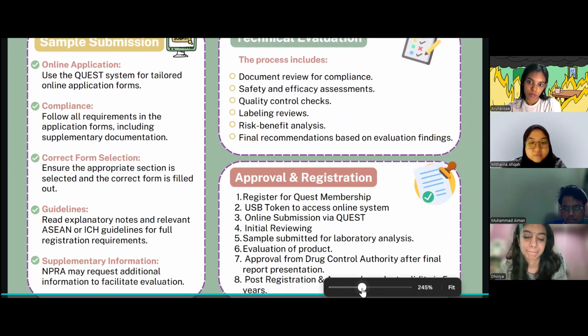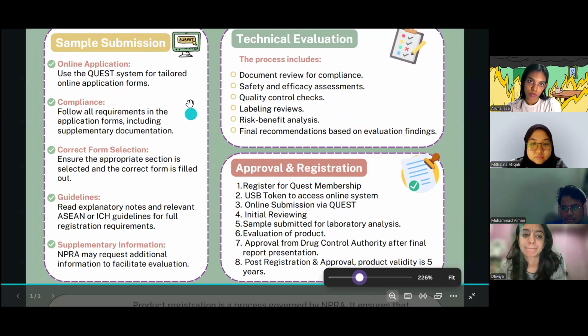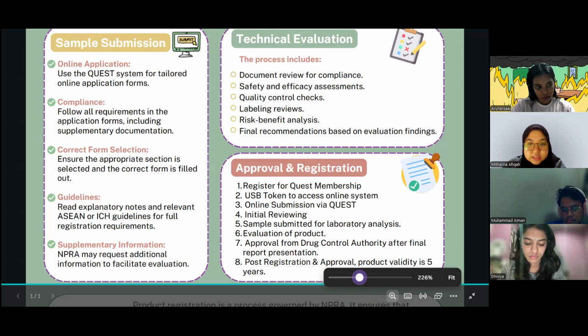For sample submission, the first thing the applicants must do is an online application via Quest. They need to use the Quest system for tailored online application forms. This system will facilitate all aspects of product registration, including variation and renewals. And then compliance with requirements. It is crucial to follow all requirements outlined in the application forms. This includes submitting supplementary documentation as needed. And if the application is incomplete, it may lead to rejection during the initial review by MPRA.